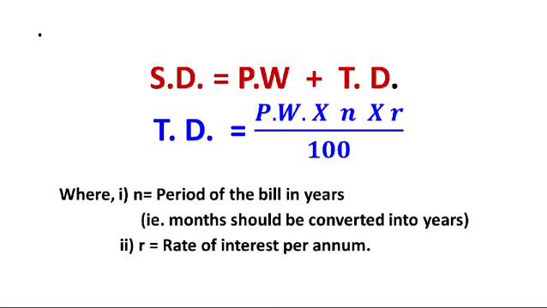And this formula, the next formula, we have already seen. The simple interest on PW is nothing but TD. Now in this formula, N means what? The period of that bill, and that should always be taken in years. If the period is given in months, then you have to convert it into years. How to convert this into years? We know that 1 year means 12 months. So you have to divide the months by 12 and convert it into years. And R is the rate of interest per annum.